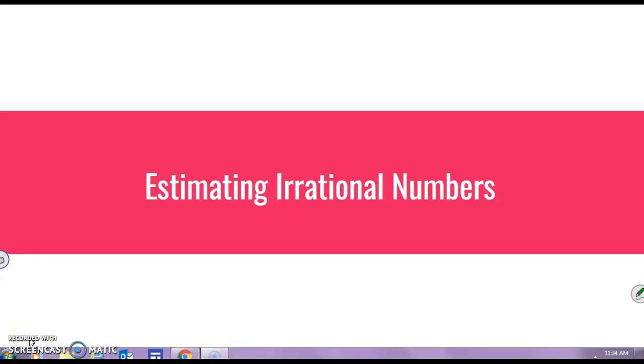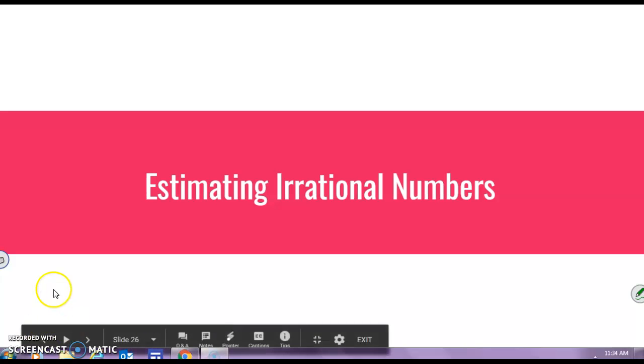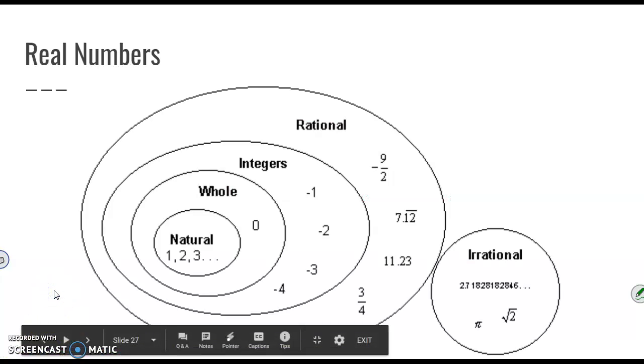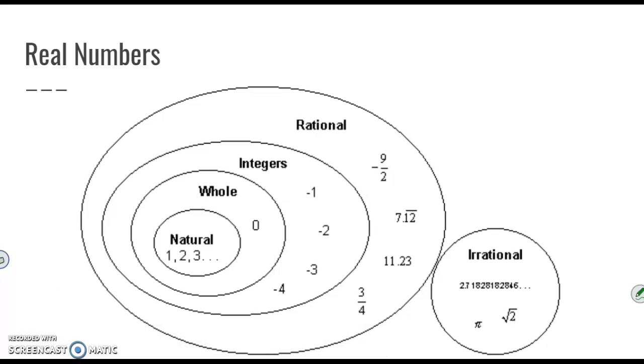Today's lesson is on estimating irrational numbers. Recall what the real number system is. Remember, real numbers include rational and irrational numbers. A rational number is any number that can be written as a fraction.